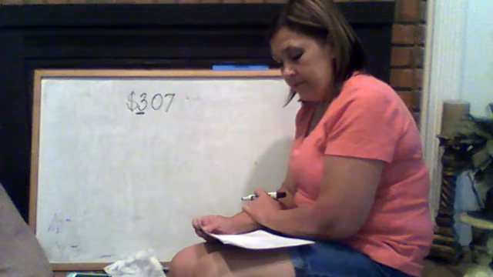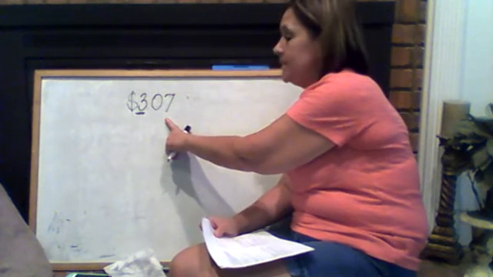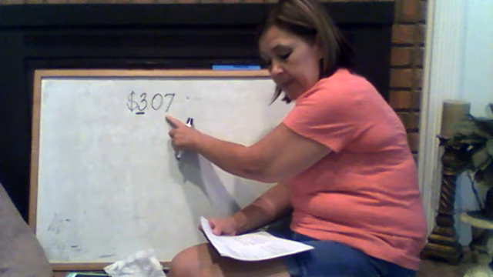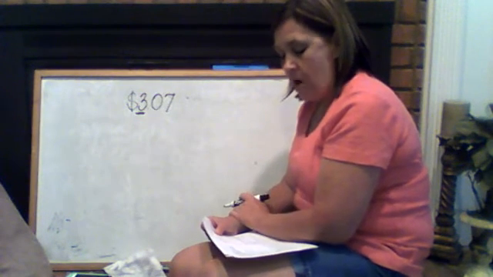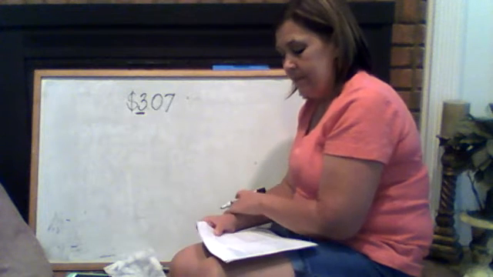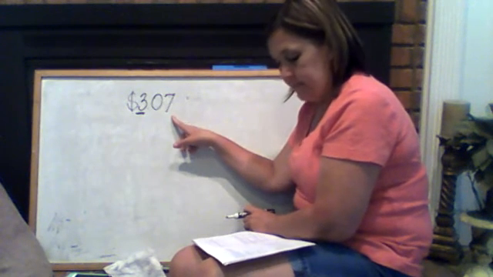The 3 tells us 3 whole dollars. The 7 tells us what? The 7 tells us 7 pennies. A penny is a part of $1. Remember, we discussed that digits to the right of the decimal are less than $1.